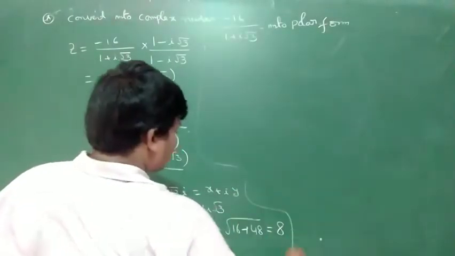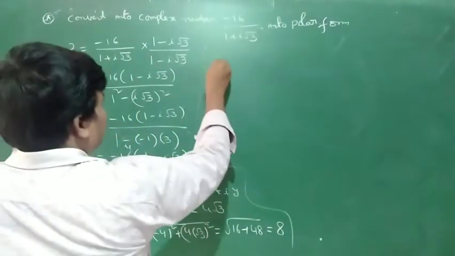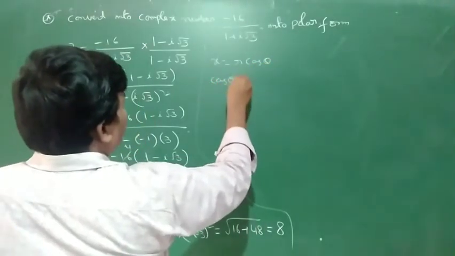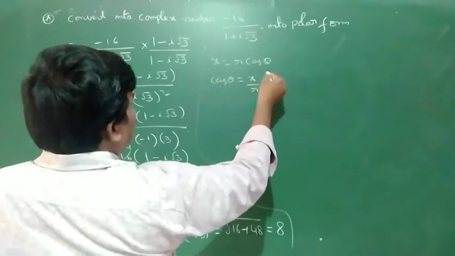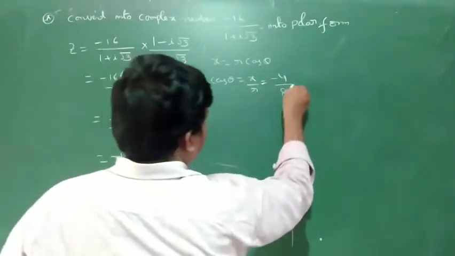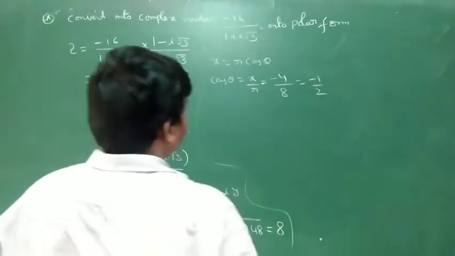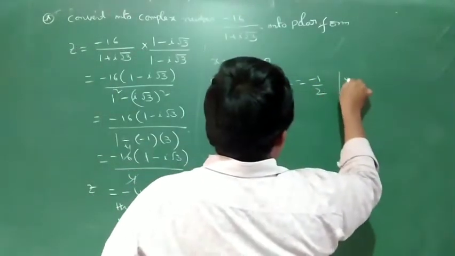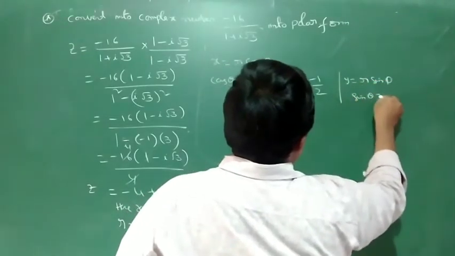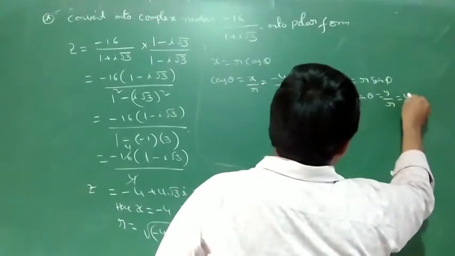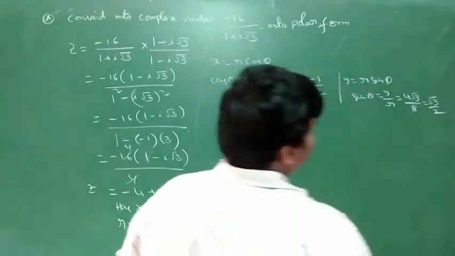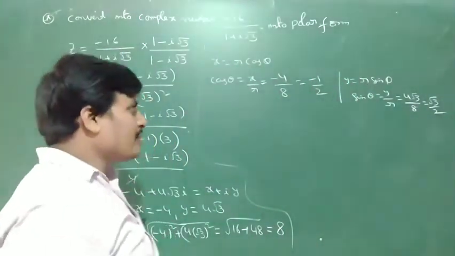Next, what is the procedure? First calculate r. Next, x is equal to r cos theta, so cos theta is equal to x by r. x is minus 4 and r is 8, so that is equal to minus 1 by 2. Next, y is equal to r sin theta, so sin theta is equal to y by r. y is 4 root 3 by 8, that is root 3 by 2.